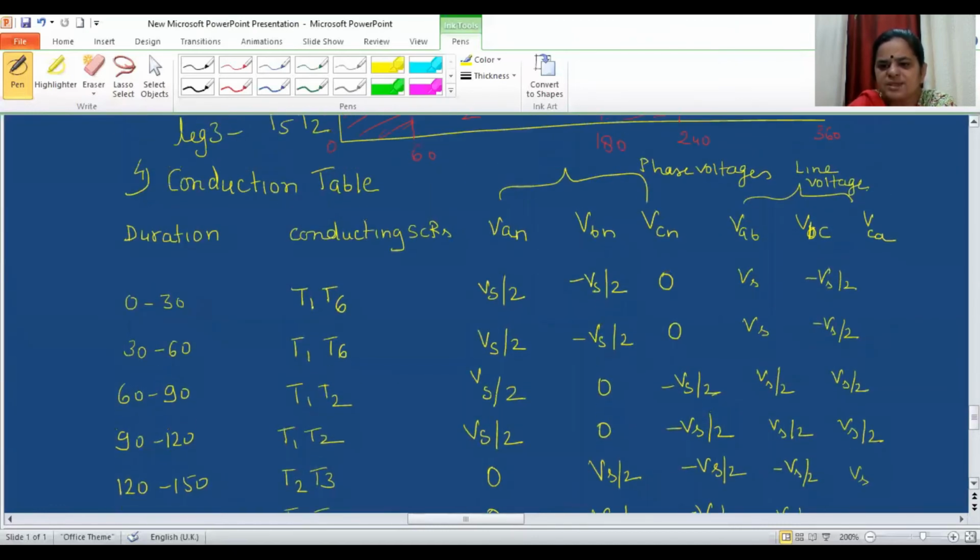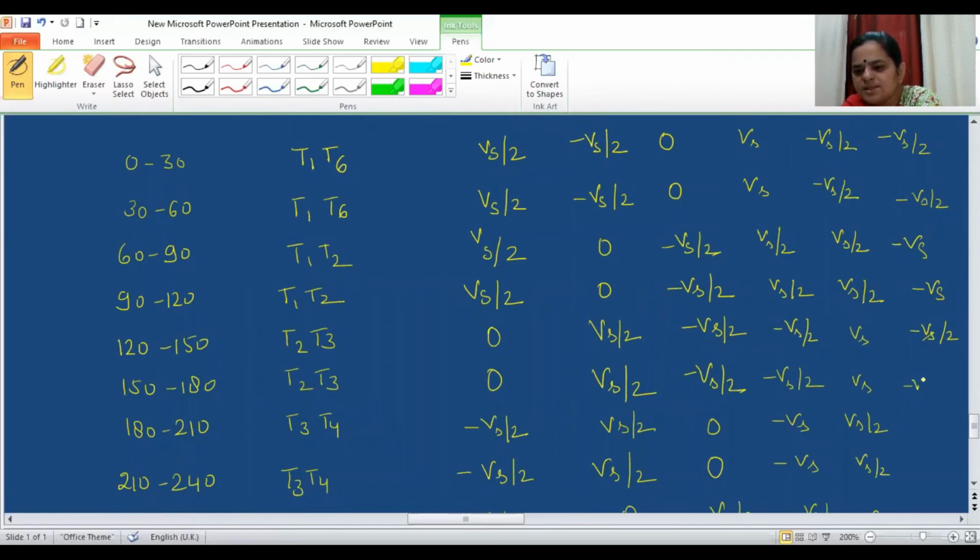Now at last VCA will be VCN minus VAN. So that will be minus Vs by 2. Then minus Vs by 2. VCA means VCN minus VAN. Now what is this? Minus Vs, minus Vs, minus Vs by 2. Then minus Vs by 2. Then Vs by 2.